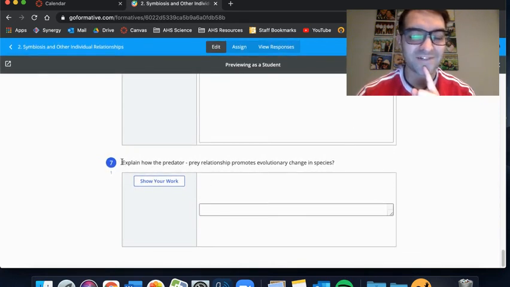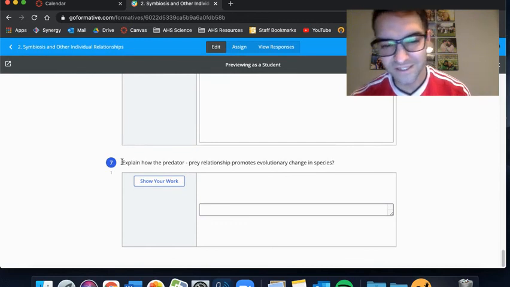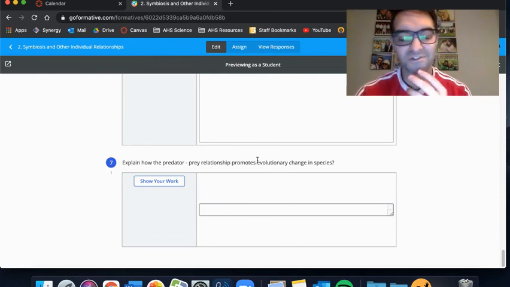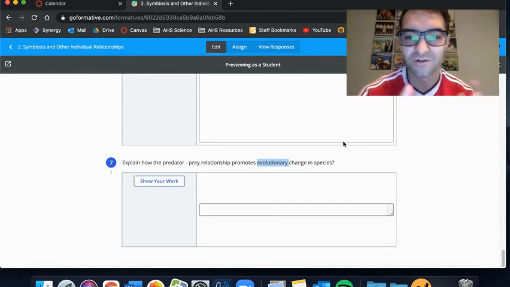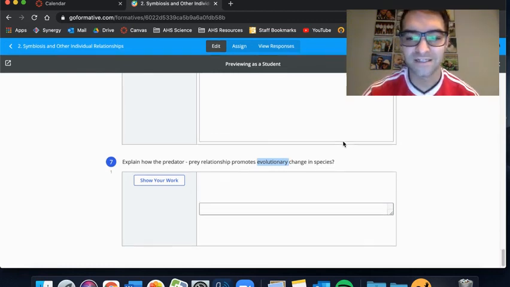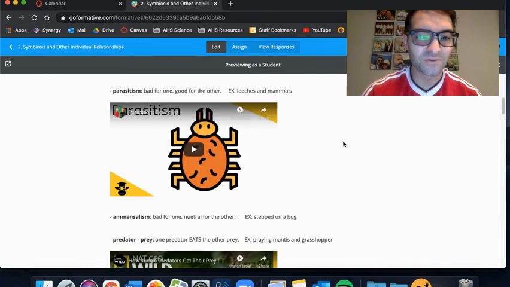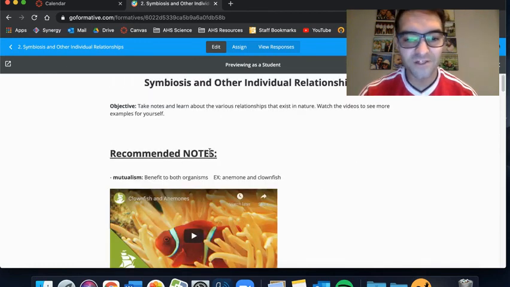And then it's very similar, but it's a different conversation a little bit. Explain how the predator-prey relationship promotes evolutionary change in species. Okay, and this is going to be connecting to our conversation as we go into evolution and change amongst these organisms. So again, some new vocabulary, a lot of examples, and I definitely recommend you putting it in your notes. It's a good habit to practice taking notes and continue to take notes. But then let me know if you have any questions.